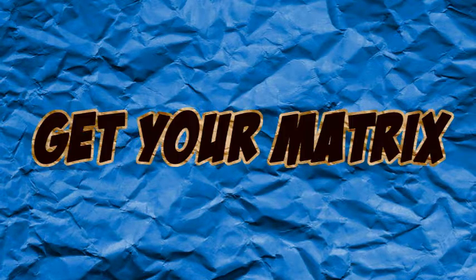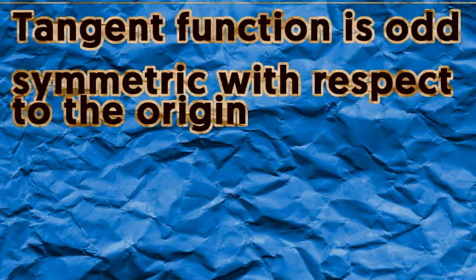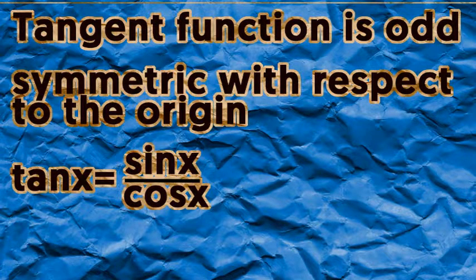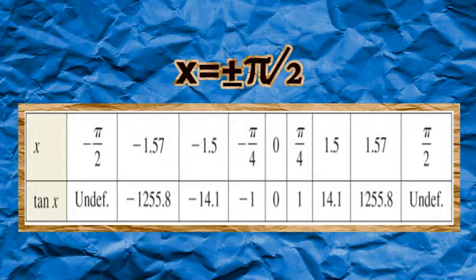Make sure that you have your matrix. Tangent function is odd. Tangent negative x is equal to negative tangent x. The graph of y is equal to tangent x is symmetric with respect to the origin. Tangent x is equal to sine x over cosine x. Tangent is undefined for values at which cosine x is equal to 0. Two such values are x is equal to positive and negative pi over 2.